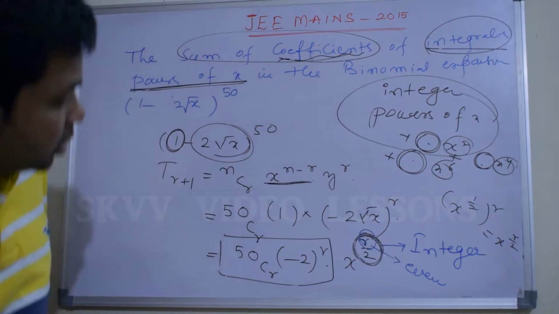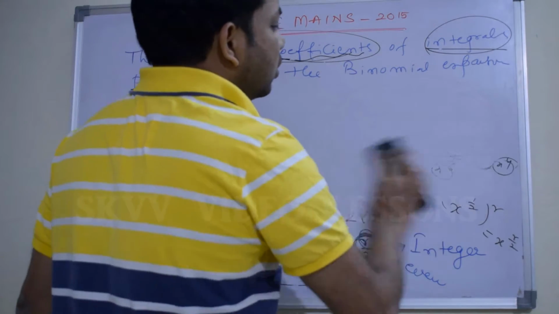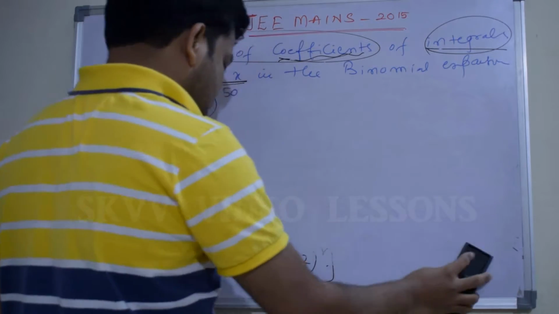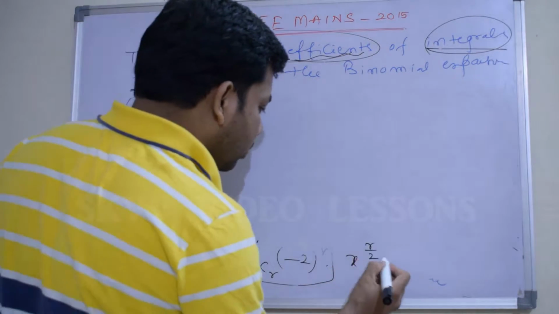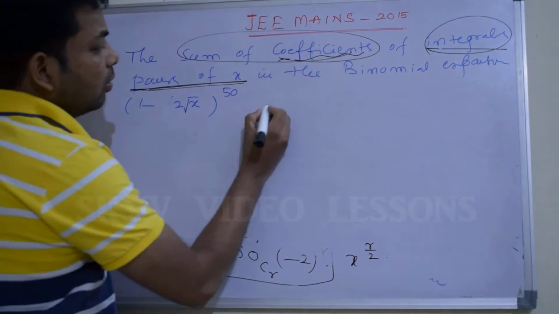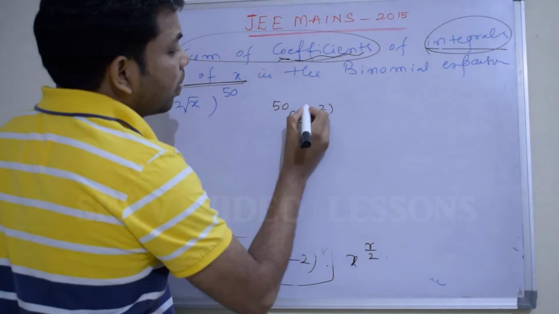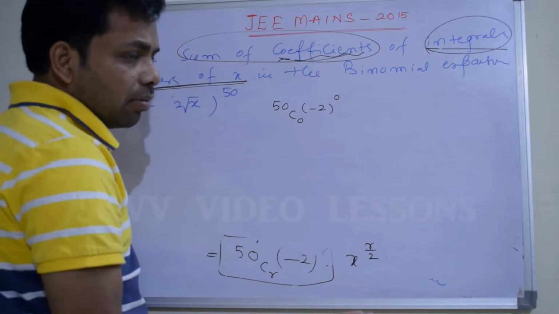Now you see that. How am I going to find the sum of the coefficients of integral powers of x? This is what I got here, x to the power of r/2. So if I take r equal to 0, what will you get? 50C0 (−2)^0, right? Next, what will you take now? After r equal to 0, r is equal to the even number 2.